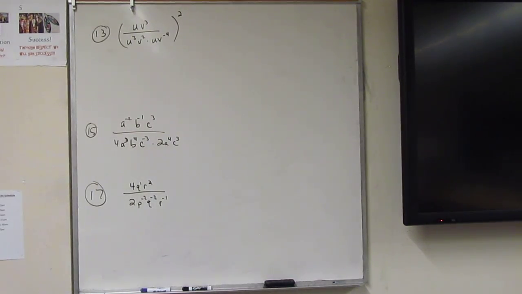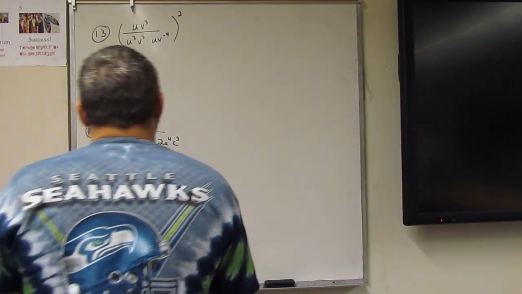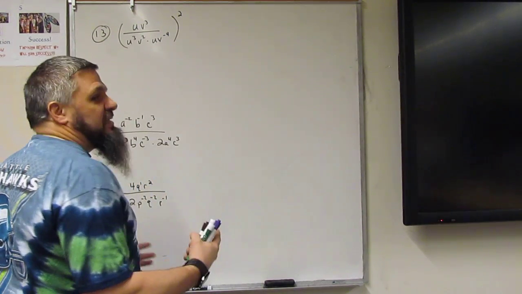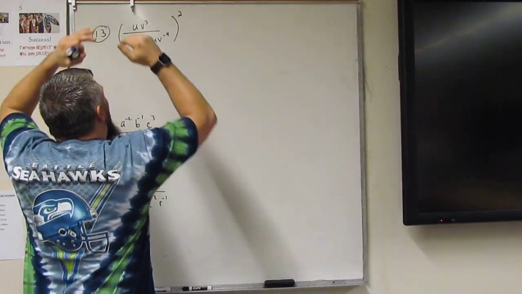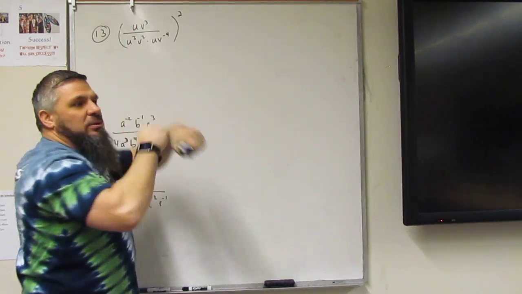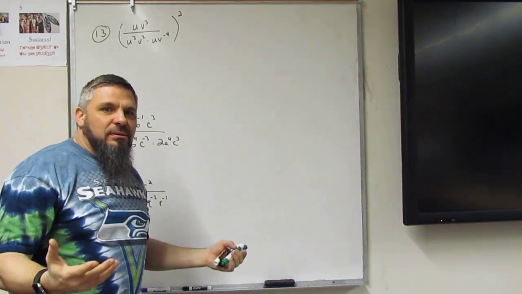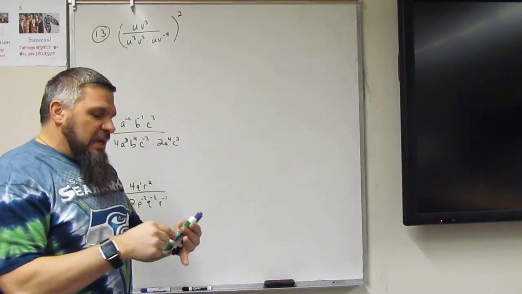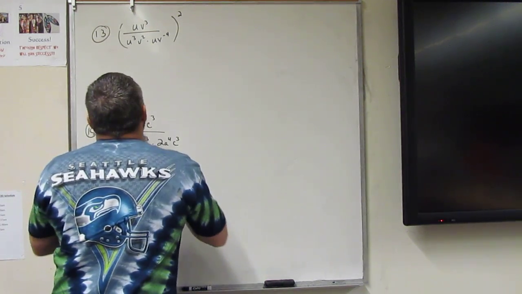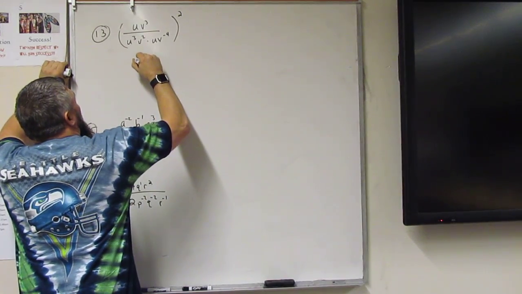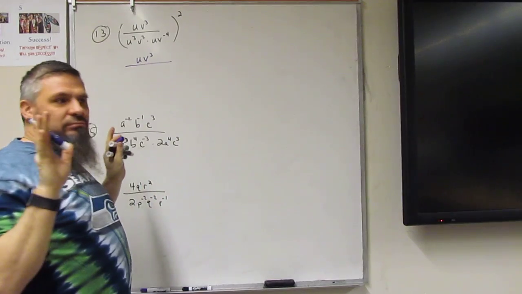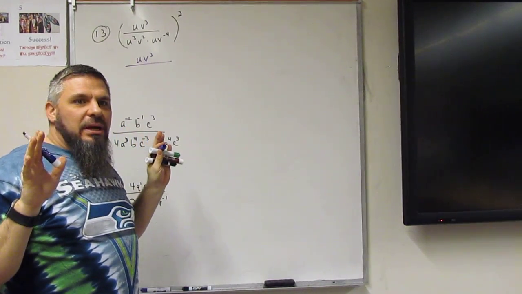All right, 13. We're going to do this in steps. The first step is always the top. Can I multiply them? Well, they're done, right? Because there's not another U and there's not another V. So that's done. Okay? So I've got UV cubed right away. That was easy, right?